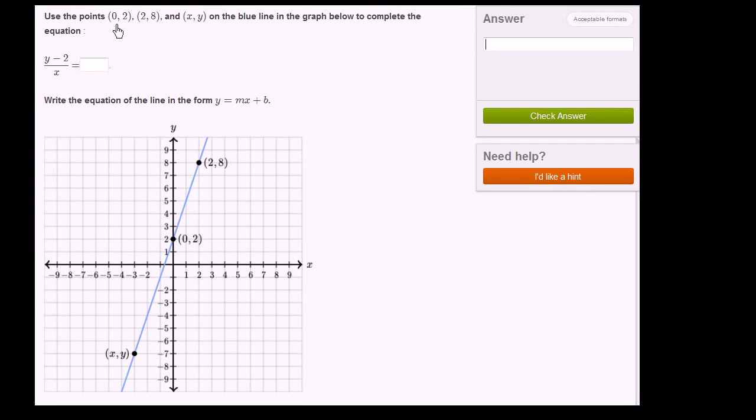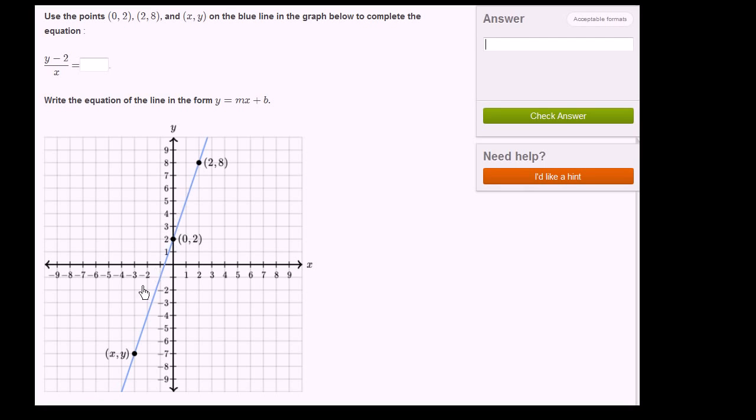Use the points (0, 2), (2, 8), and (x, y) on the blue line in the graph below to complete the equation. They have this first equation, (y - 2) over x is equal to blank. And then they say write the equation of the line in the form y = mx + b.